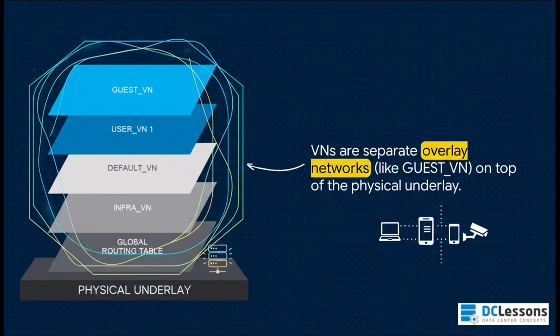Down at the bottom, you have the physical underlay. That's all your real switches and cables. But built on top of that, we create these separate logical overlay networks. You can see the examples: a VN for your regular users, a totally separate one for guests. Each one operates in its own little world.